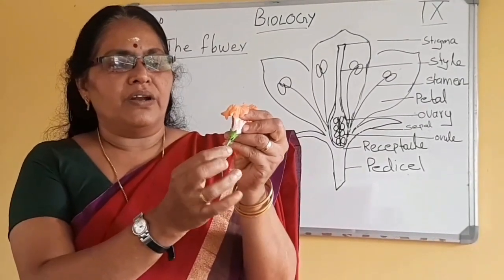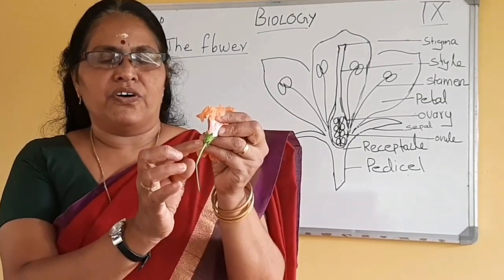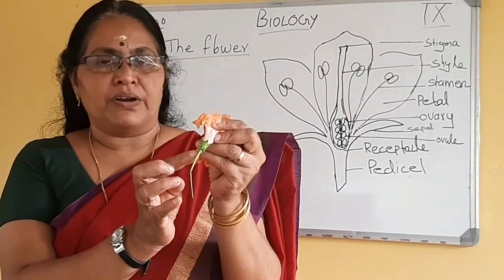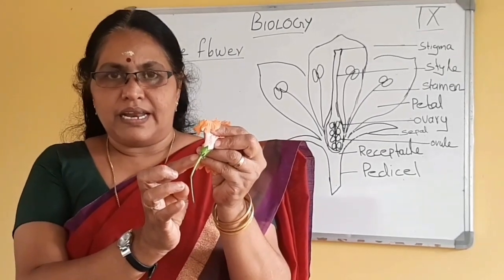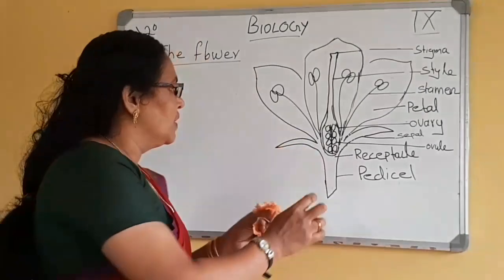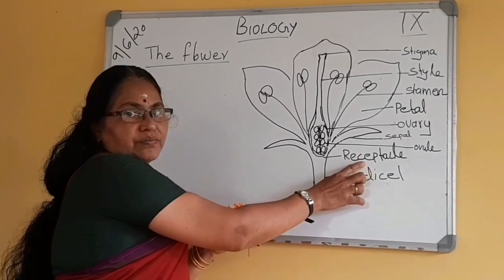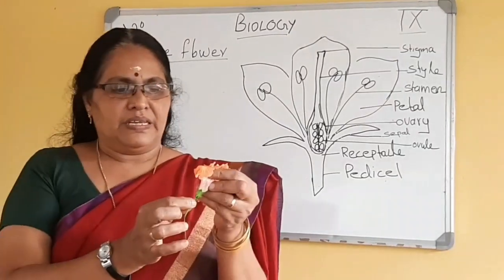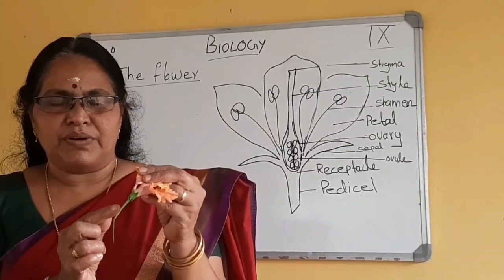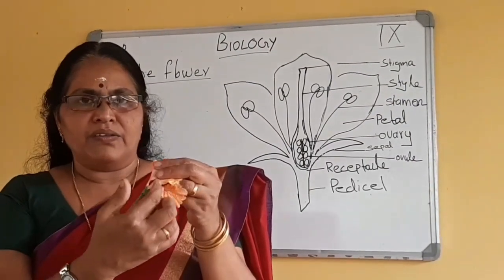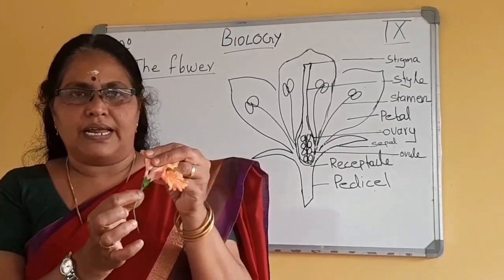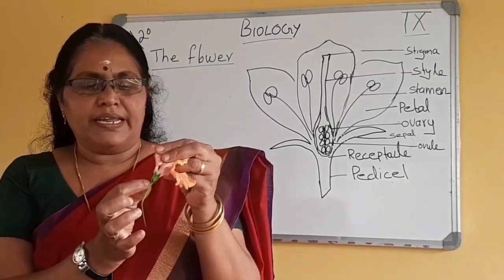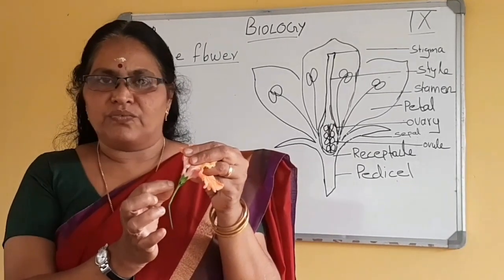The upper part of the pedicel is somewhat enlarged. This enlarged upper part of the pedicel is called thalamus or receptacle. What is the function of the thalamus? All other parts of the flower are born on the thalamus or the receptacle. So we can say it carries all other parts of the flower.